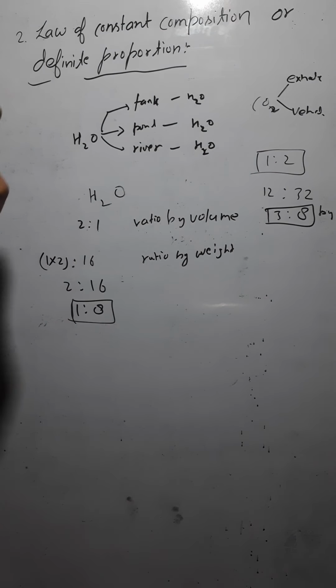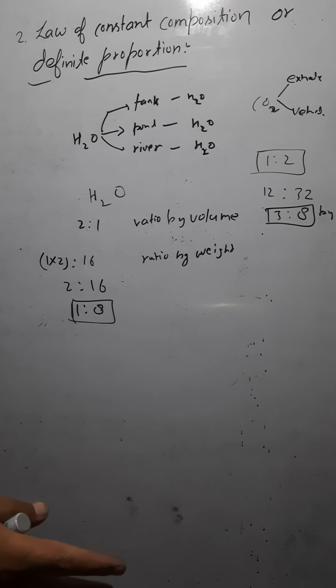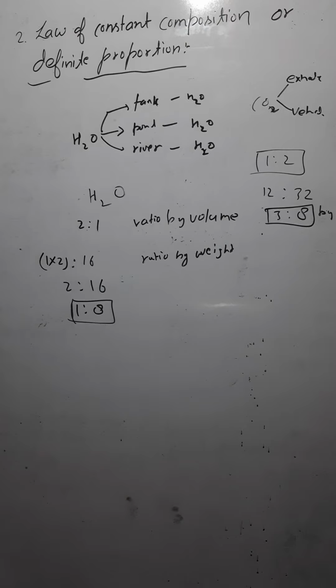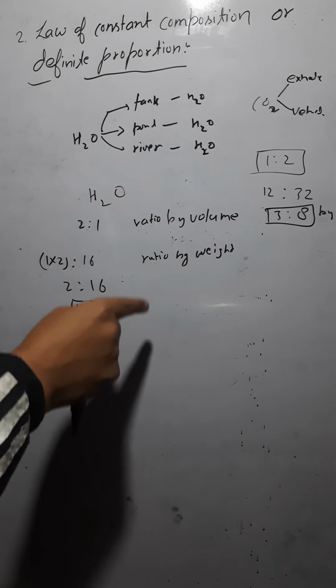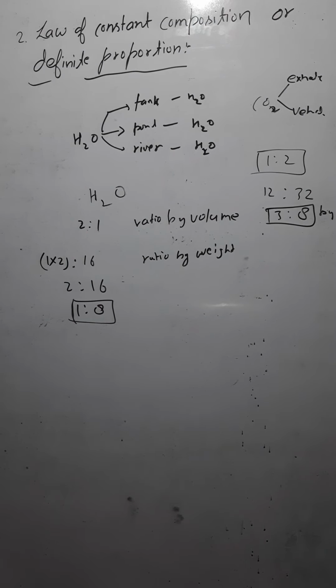So what does this law tell? This law tells that whatever the source of the compound may be, the elements combine in a fixed ratio by volume and by weight. Getting it or not? Good.